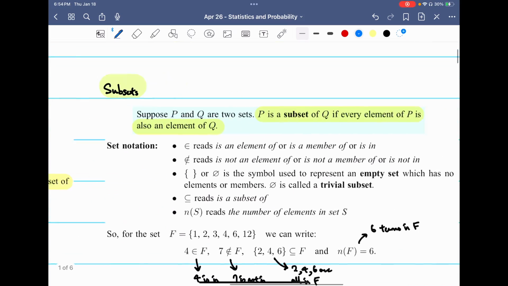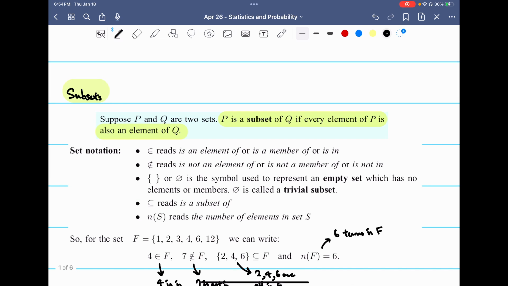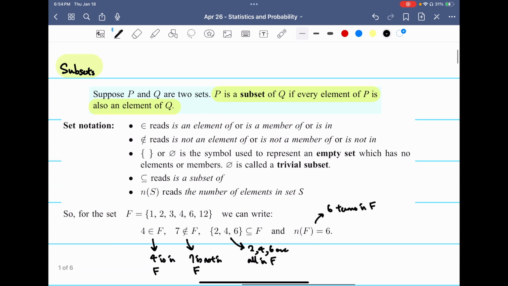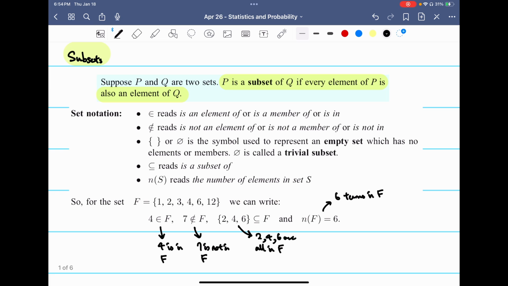Now then, what are subsets? Let's read the prompt here. Suppose P and Q are two sets. P is a subset of Q if every element of P is also an element of Q. That is the most complicated way to express subsets, but don't worry, I'll make it easier. Let's ignore the notation for now, and I'll start by explaining what subsets are.